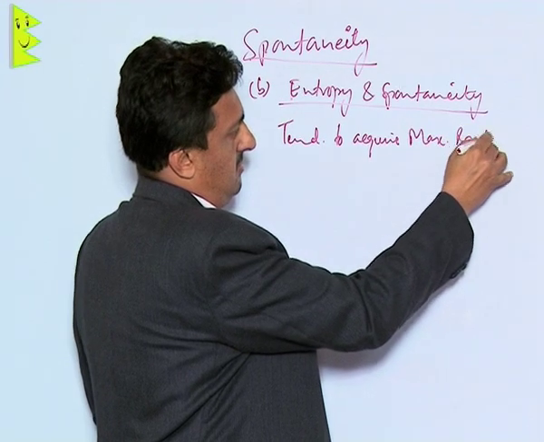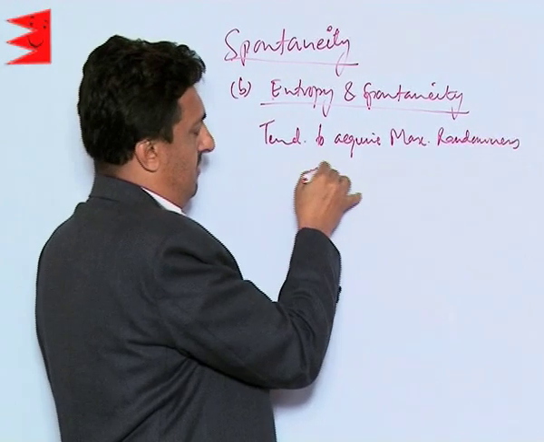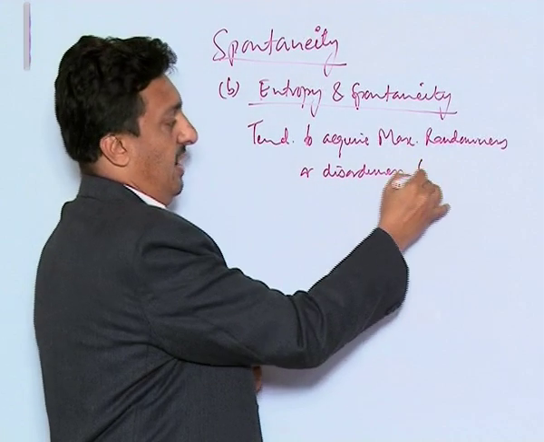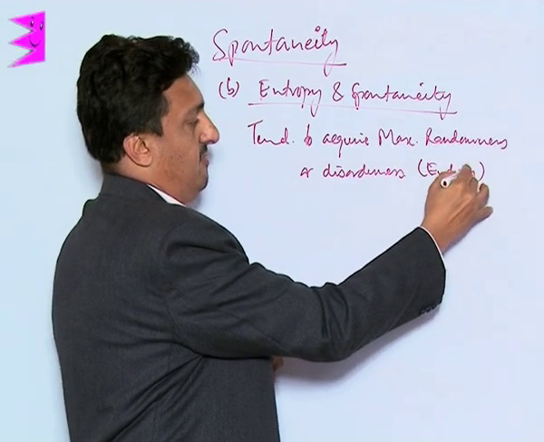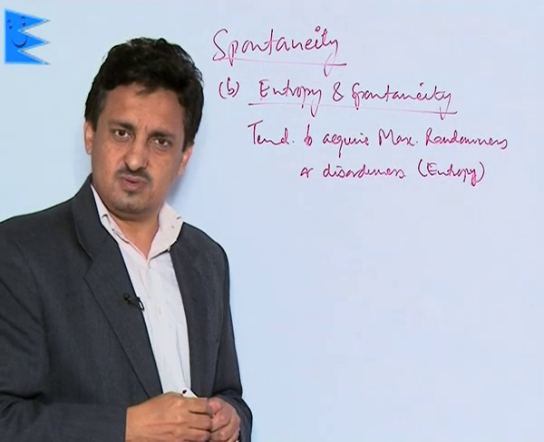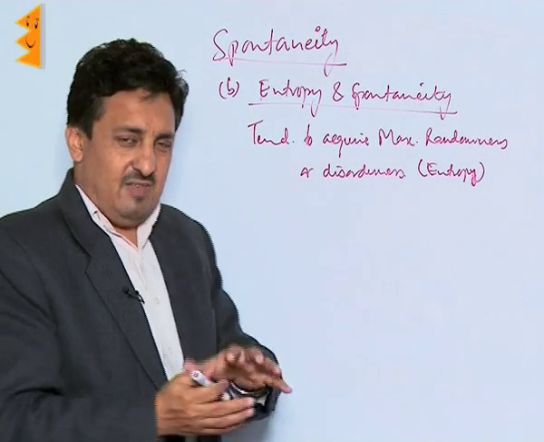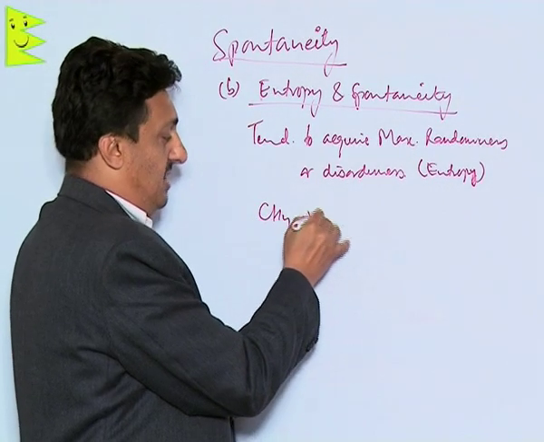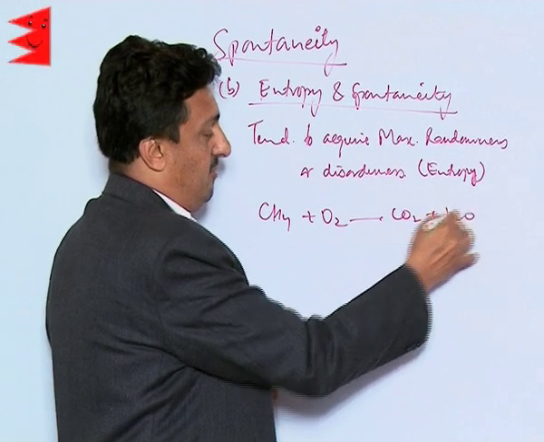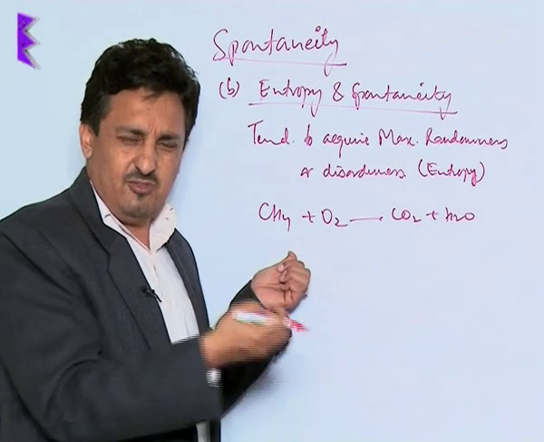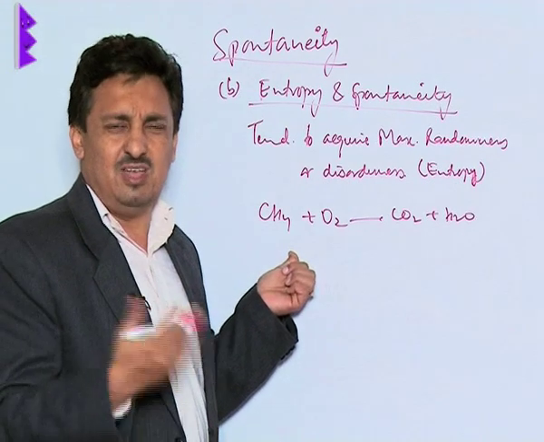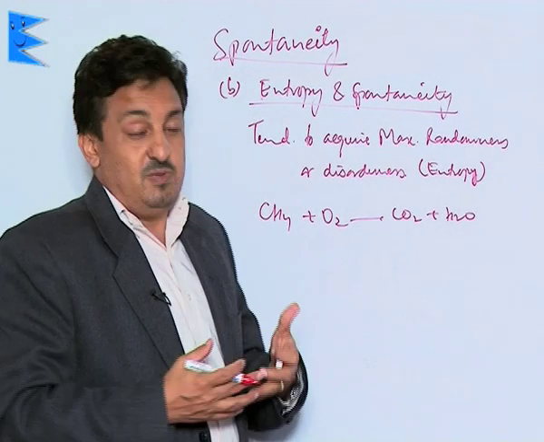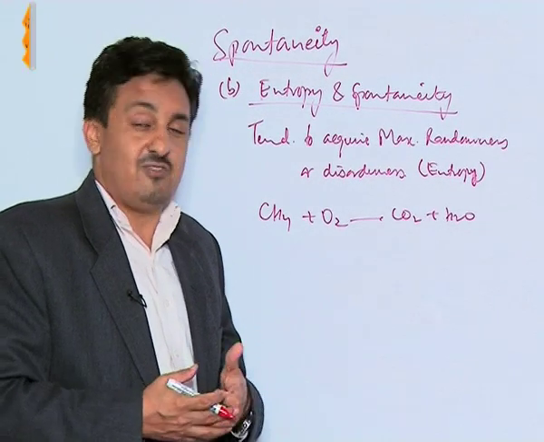the tendency to acquire maximum randomness or disorderness, which is called entropy, as one of the criteria on which the spontaneity of a reaction depends. And when we compared it with the earlier examples like combustion of fossil fuels, like methane, or the combustion of petrol or coal, where liquids or solids are changing into more gaseous substances, the randomness or disorderness of the system is increasing. So it was concluded that it could be the only criterion on which the spontaneity depends.